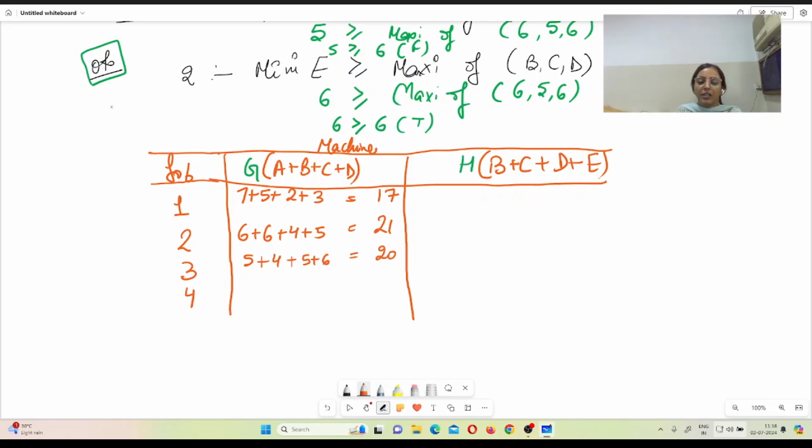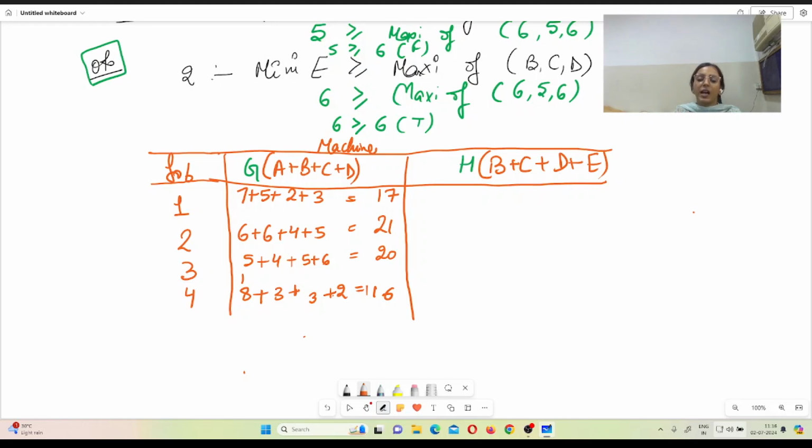Now for the fourth job, job number 4, add the values of A, B, C, D: 8 plus 3, and then we keep adding the values further in the same systematic way. 8 plus 3 plus the next value, that is again 3, and then 2, which equals 16. So this is the way we get the values for all the jobs on the G machine.